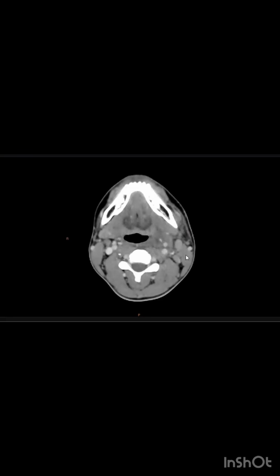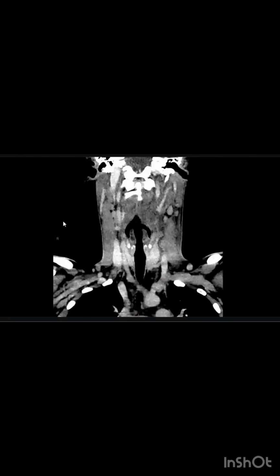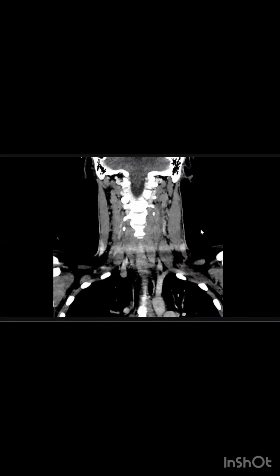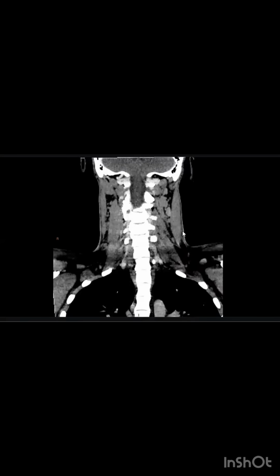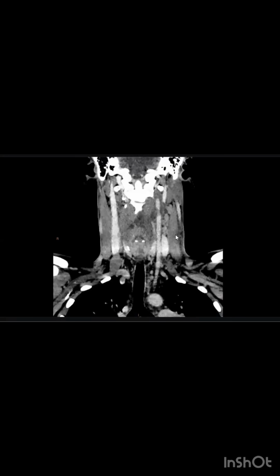I would like to see it in the coronal images. Leave the mouse, please. Okay, so these are the coronal images. I can again appreciate that on the left side there is inflammatory stranding noted. I would like to focus on the internal. Can you give me your final diagnosis and management steps, please?